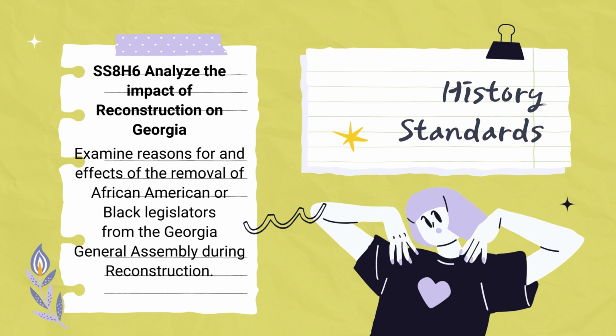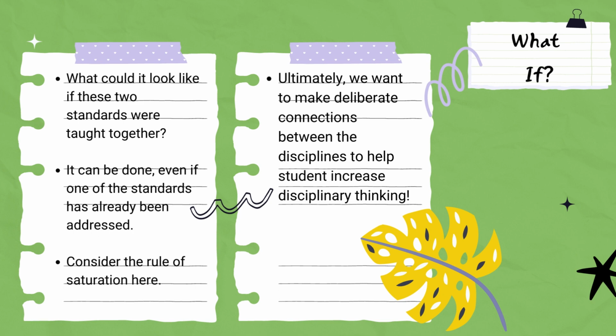If you have not yet gotten to it, then hopefully this is something that you can implement right away. If you have already done it, give this a whirl when it comes closer to your review before the Georgia Milestone. So, what if instead of teaching these in isolation, what could it look like if these two standards were taught together? And it can be done even if one of these standards has already been addressed.